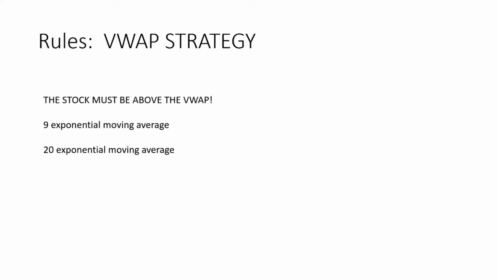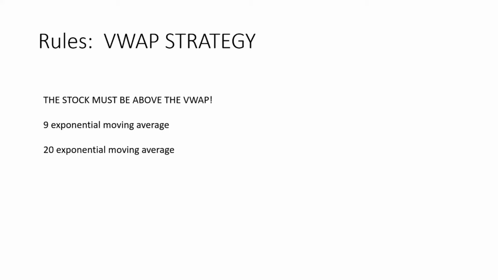Rules for the VWAP strategy. Okay, this is just going to be like the VWAP pop. What's going to happen is you're going to have a stock that sells off below the VWAP. It's going to be going down, and then it's going to start curling up and going back up and getting bought back up to test the VWAP area.